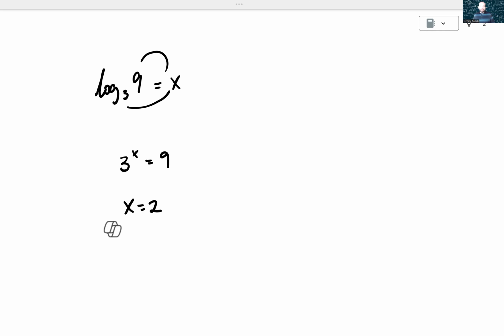Now we're going to go to some tougher ones where we have to use one of the rules of logs, which is taking the log of both sides.